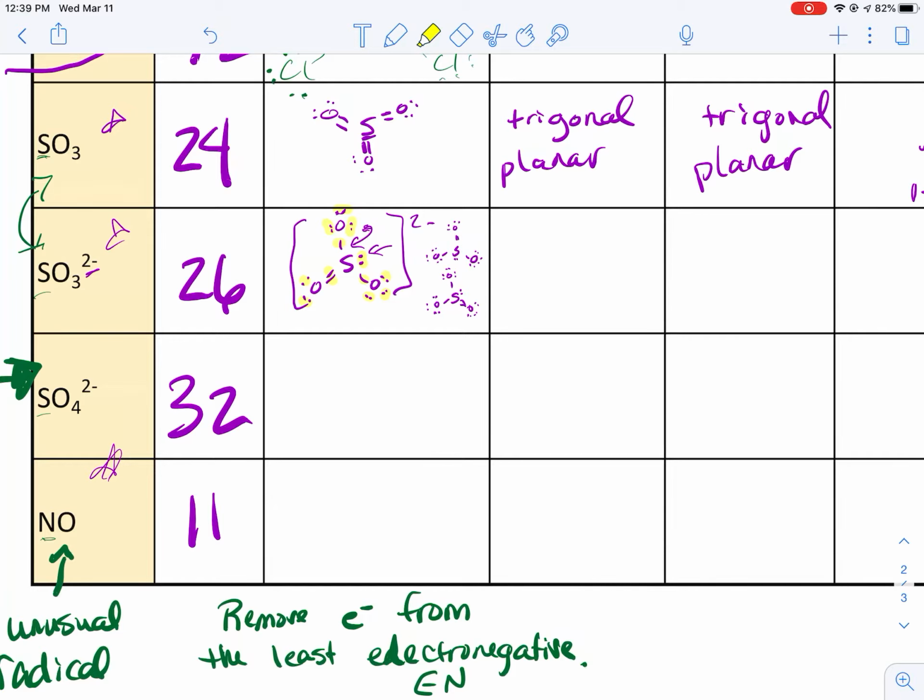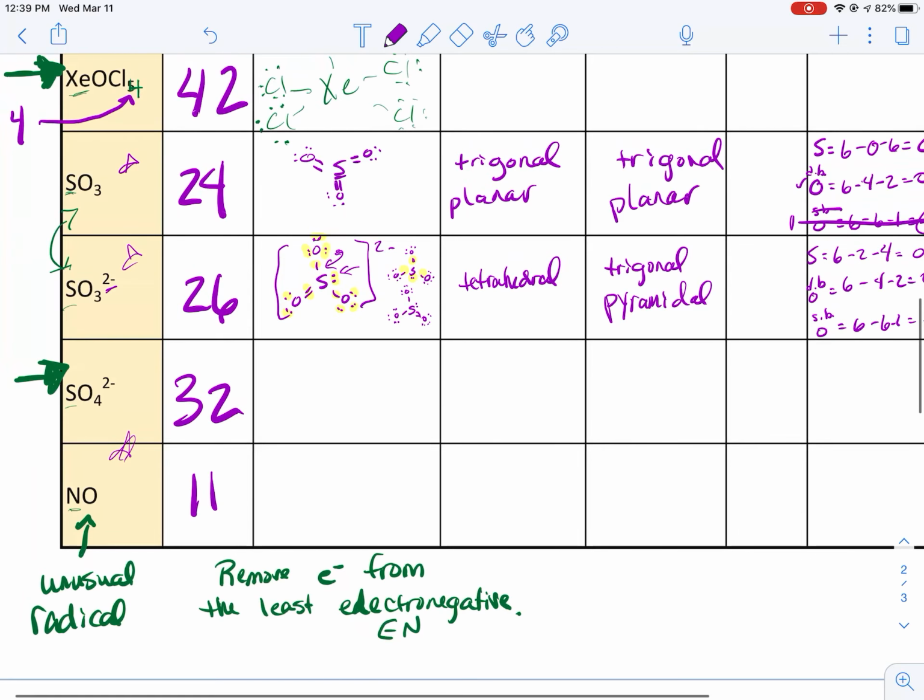So this shape, the main shape, has 4 regions: 1, 2, 3, 4 regions. So the main shape is tetrahedral. Notice it has a lone pair, so it makes it be trigonal pyramidal. And the bond angles on the tetrahedral are 109.5, but when there's a lone pair, it makes it just a smidge less.